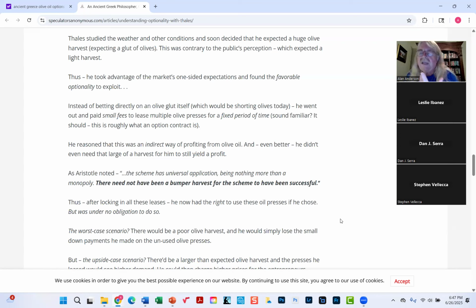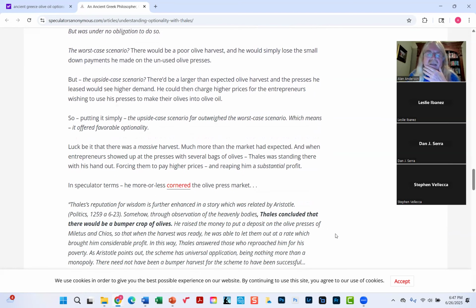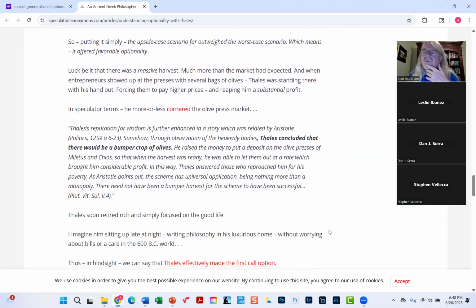And so when the harvest came, all these producers realized, wait a minute, we can't press these olives. We don't have the rights. We have to get them from Thales. So, well, let's just say he charged them a very, very reasonable price to use his options to produce the oil. And let's just say he made rather a nice little killing there.